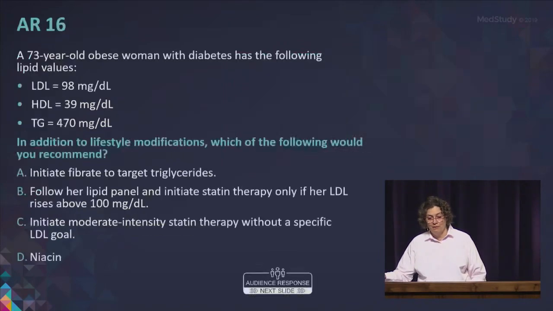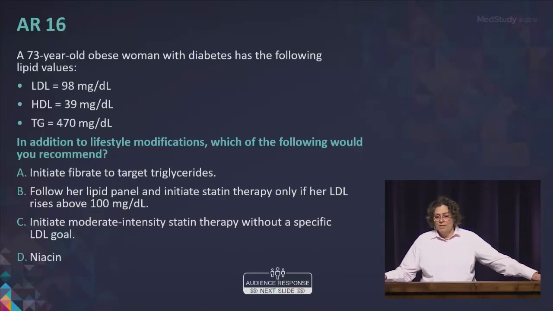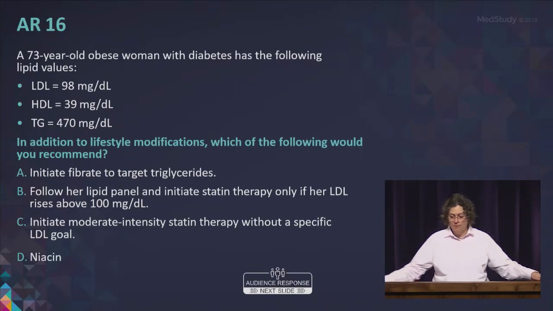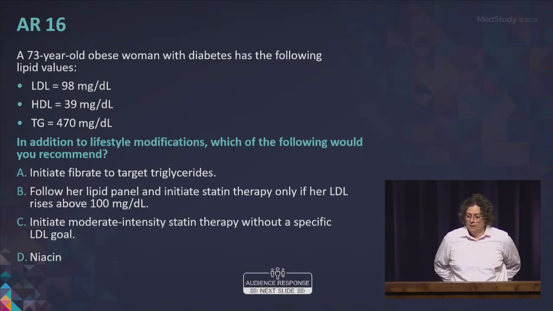would be statin benefit. A 73-year-old obese woman with diabetes has the following lipid values. LDL's 98, HDL's 39, triglycerides 470. In addition to lifestyle modification, which of the following would you recommend? Start a fibrate to target triglycerides, follow her lipid panel, and initiate a statin therapy if her LDL goes above 100. Initiate moderate intensity statin without a specific goal, or use niacin.